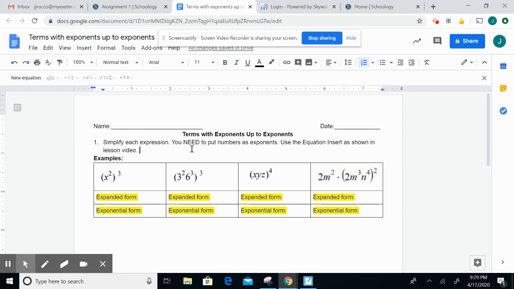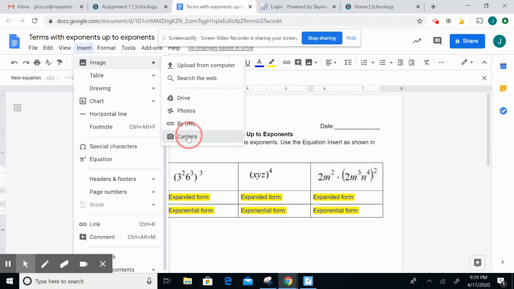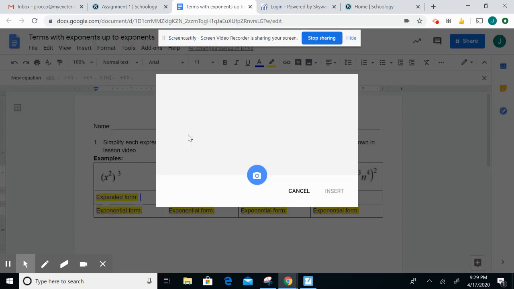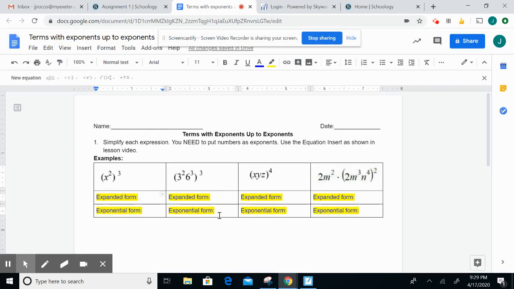Secondly, if taking a picture of your work is going to be easier for you than typing all of this out, please do. That would actually be great. Just make sure you're in the right box, insert image, camera, hold your work up. There's my hand, hey guys. And hit insert once you've taken the picture. Make sure it's the correct picture, all right?